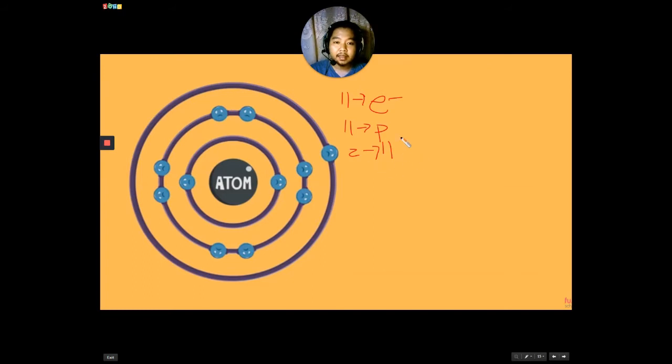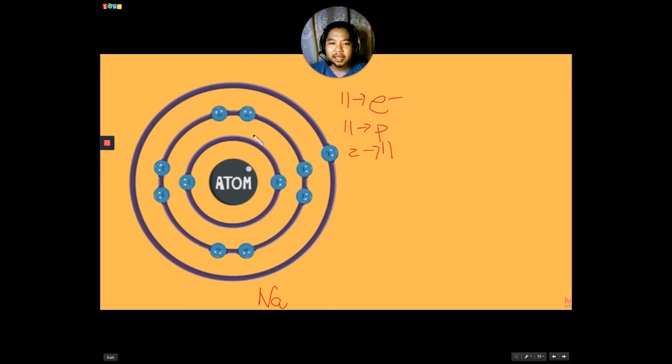So my element with atomic number 11 is none other than sodium. Very good. There's no one editing for me, so no cheering effect. I'll just cheer myself. So sodium, it is.